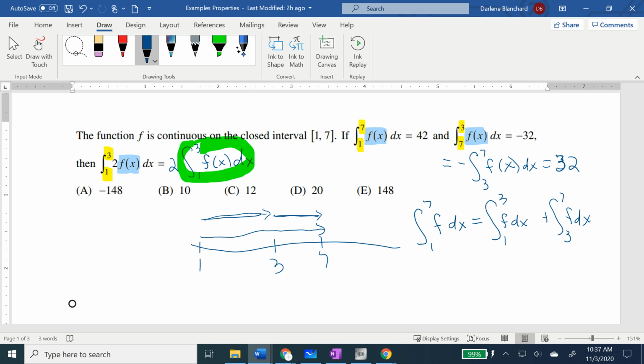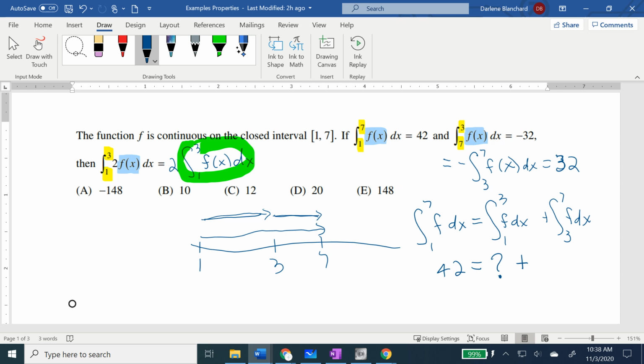And then I plug my numbers in and treat it like an equation. The integral from 1 to 7 is 42. The integral from 1 to 3 is what I'm trying to find, plus the integral from 3 to 7. So, 3 to 7 is actually positive 32.